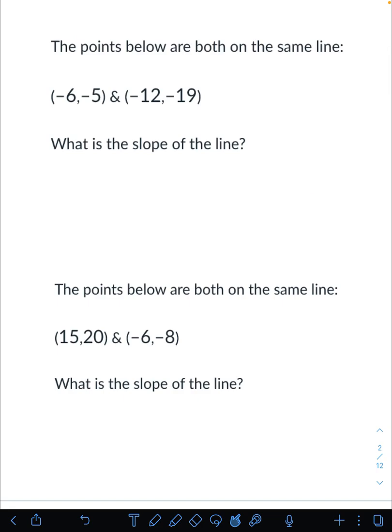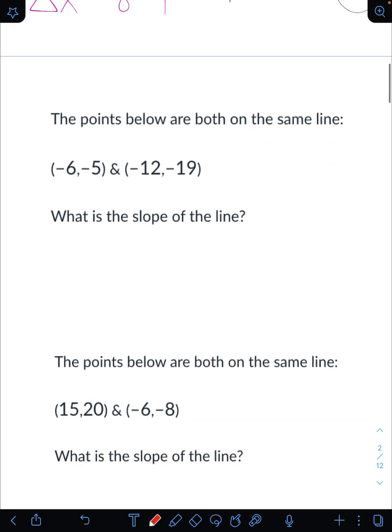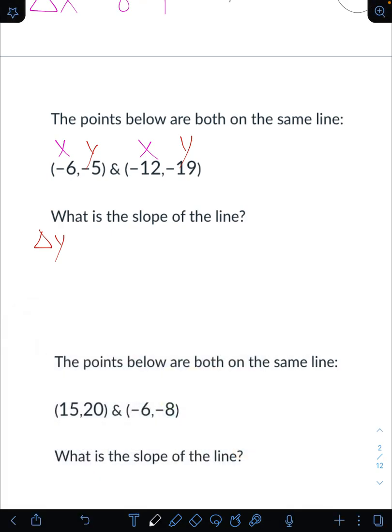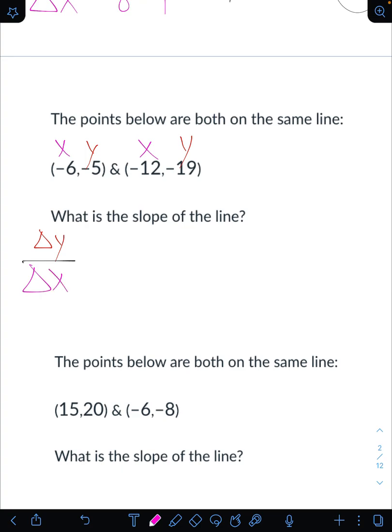Negative 6 to negative 5 and negative 12 and negative 19. Cool. Let's see if we can do it without a table. So we know we have x. X is pink. We have x. And then we have y. So we want the change in the y divided by or over the change in the x.